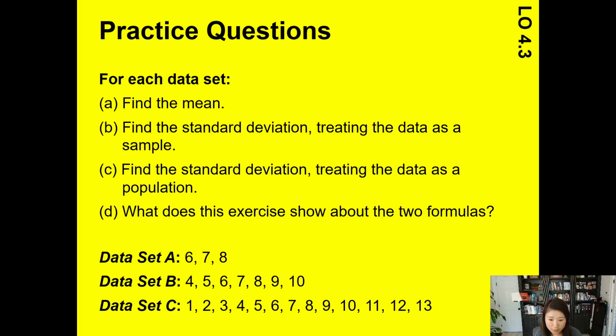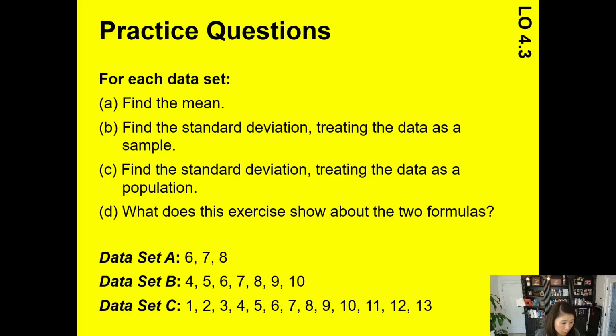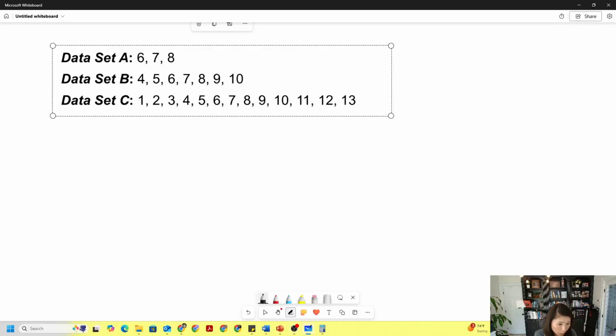What does this exercise show about the two formulas? So basically, what's the difference between the sample and the population standard deviation? Like I mentioned, the means are exactly the same, right? But when we calculate standard deviation, it really depends on sample or population. You will use a different kind of formula. So let's look at it together on the whiteboard.